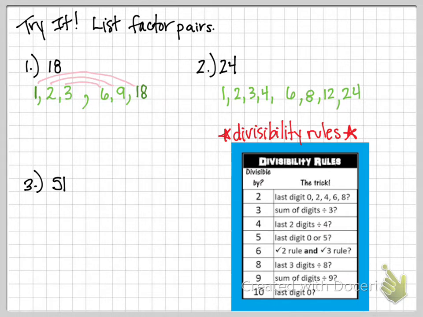Okay? 51 looks like it might be prime, doesn't it? It looks like it doesn't have any other factor pairs besides 1 and 51, but actually it does. So knowing your divisibility rules will help you see, 5 plus 1 is 6. That's divisible by 3, so 51 is divisible by 3. And what did you say it was, Colin? Or did you have a question? I have a question. Go ahead. It was 17.